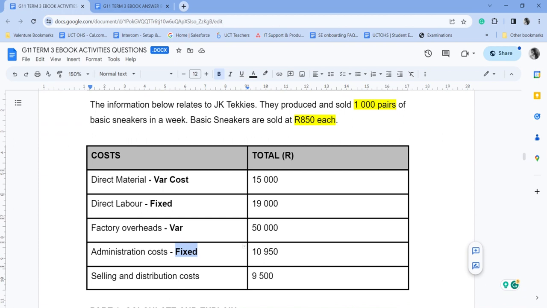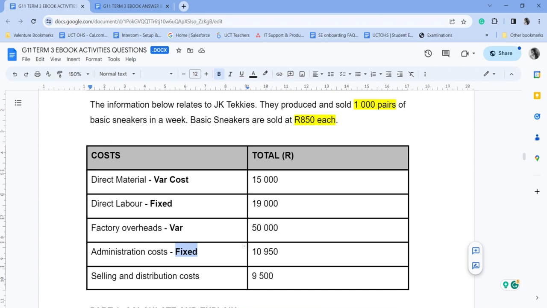And then we have factory overheads. Overheads are everything else that is indirectly related to the production process. So all the indirect things will always be classified as variable, because they depend on production. Think of electricity and water. If we don't produce anything in that month, it means that electricity and water will be less. And all the other things that are part and parcel of the factory.